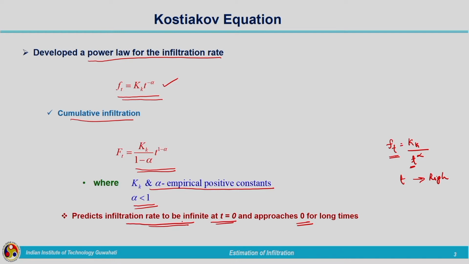So, when time t is equal to 0, infiltration rate is infinity, and when t is very high, infiltration rate is 0. This is not practical. A very high value of infiltration is possible, but infinite, that way we cannot tell. There is a certain capacity, there should be a certain value corresponding to infiltration rate, even in the beginning, even if the soil is very dry.